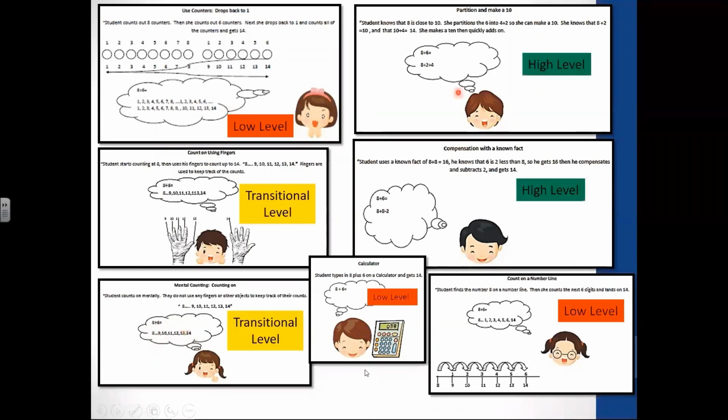And the last two, which are obvious, partition, make 10, and a compensation with a known fact, we know that whenever a student is able to take a number out of its original form, do something to it, and then put it back, that's a very high level of thinking.